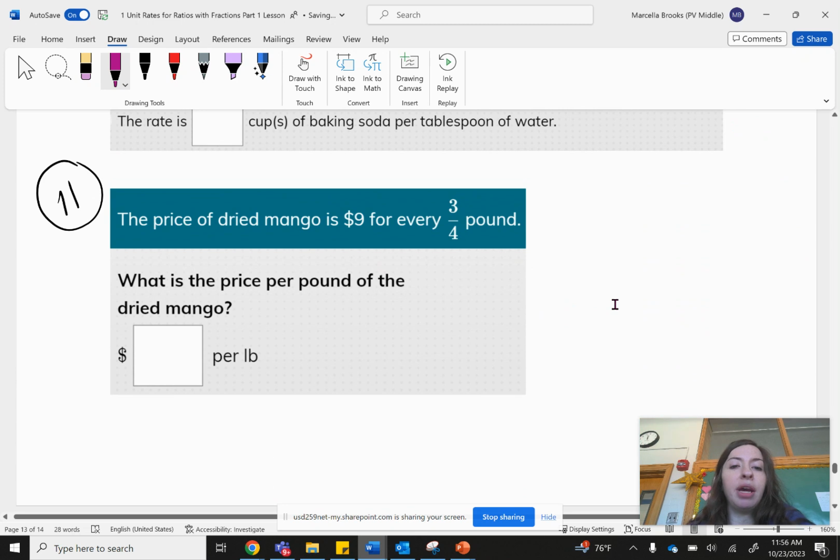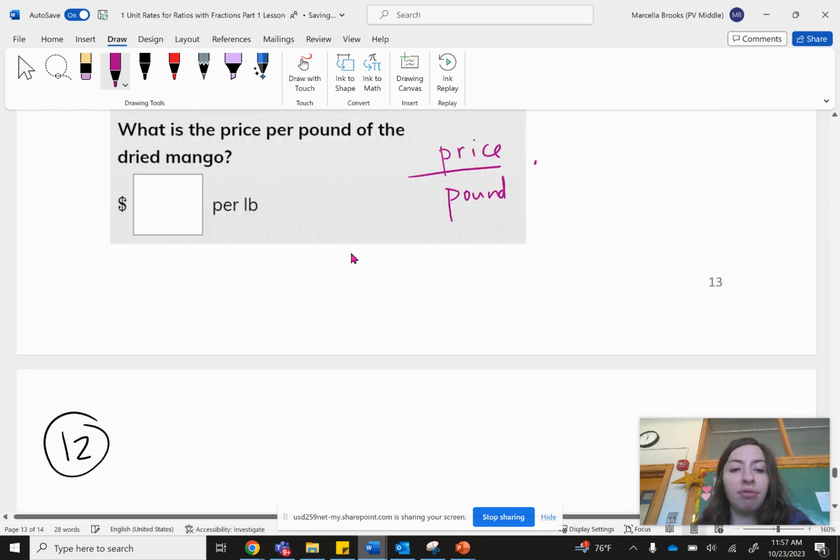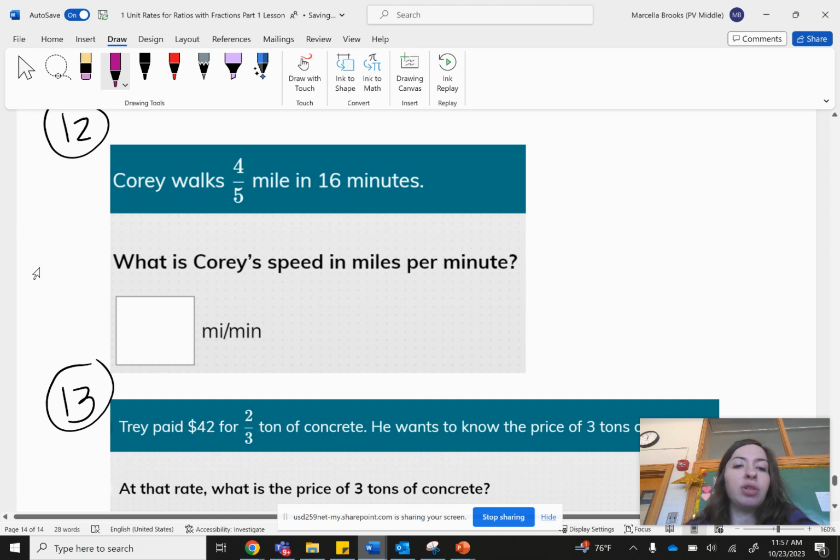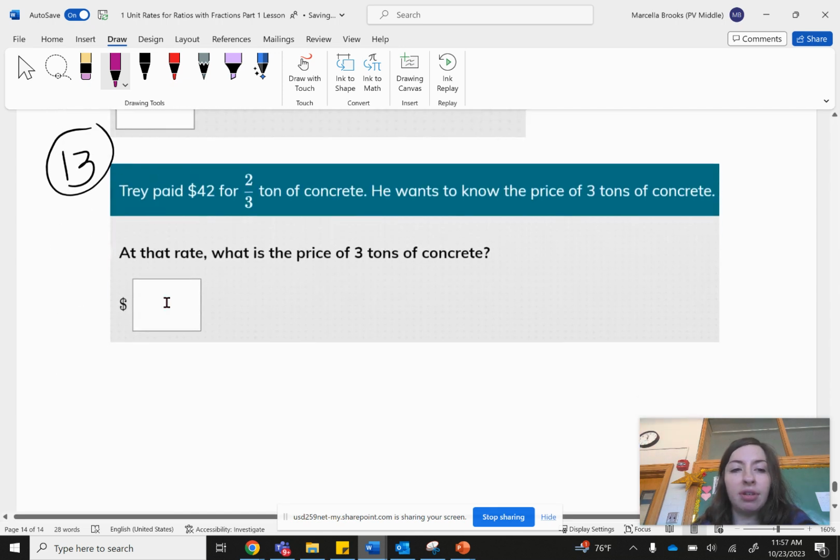The price of dried mango is $9 for every 3/4 a pound. What is the price per pound of dried mango? So price is on top, pound is on bottom. Plug your numbers in and solve. Corey walks 4/5 a mile in 16 minutes. What is Corey's speed in miles per minute? Miles on top, minutes on bottom. Plug it in and solve.